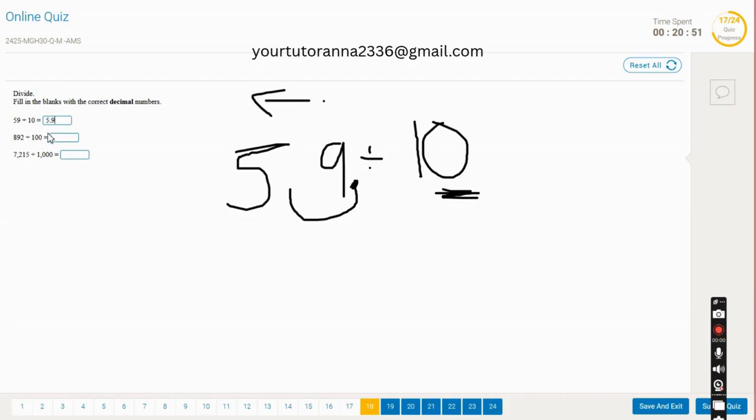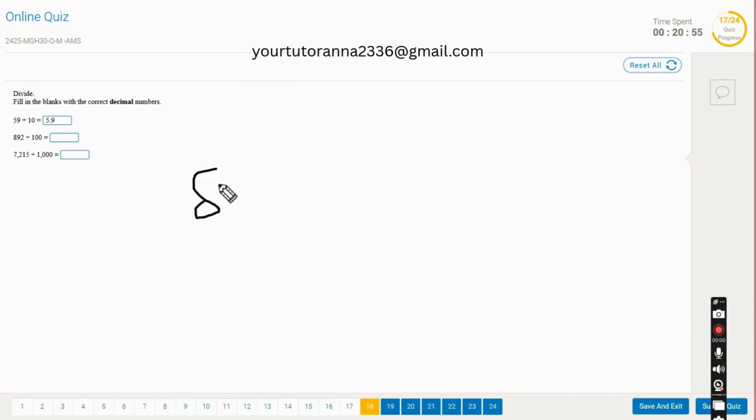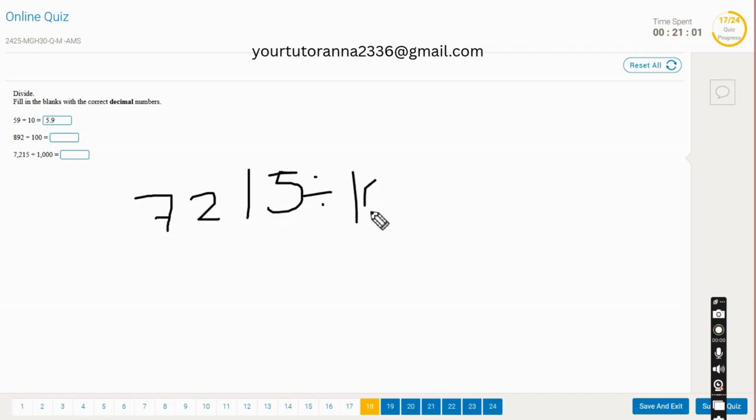So 5.9. The next one, again the same thing. 892. Let's do the bigger number. I'll be just doing 2 in these. 12 divided by 1000. Again, the decimal point is outside. You're supposed to move it inside. How many times? 3 times. 1, 2, 3.